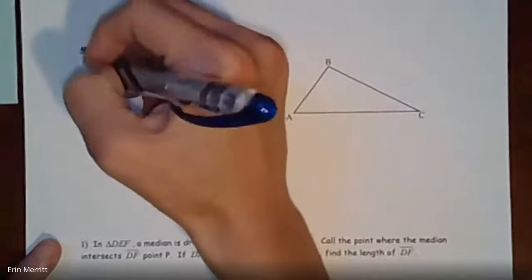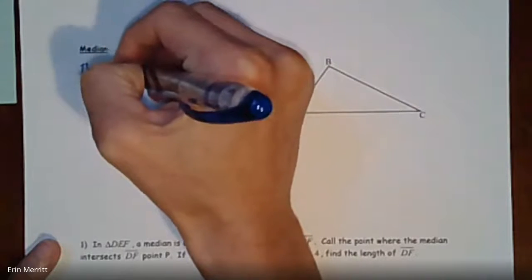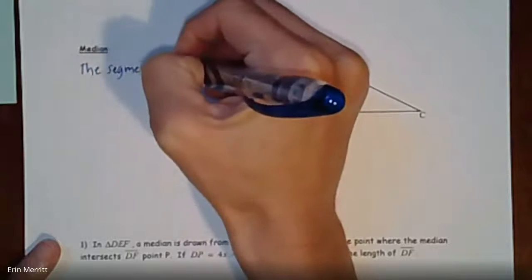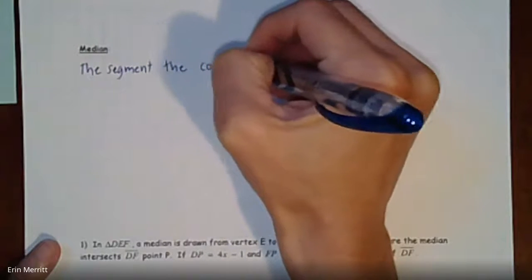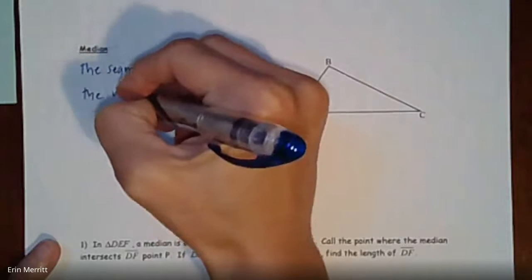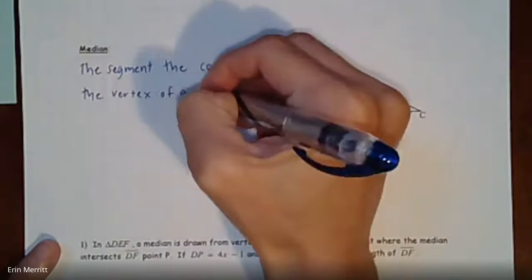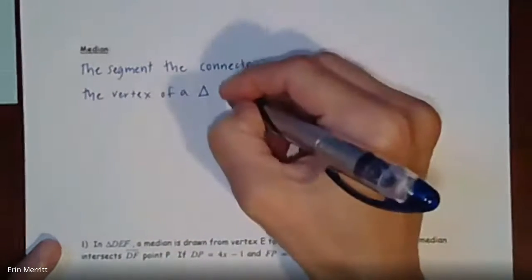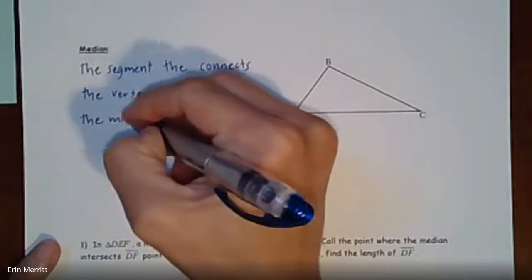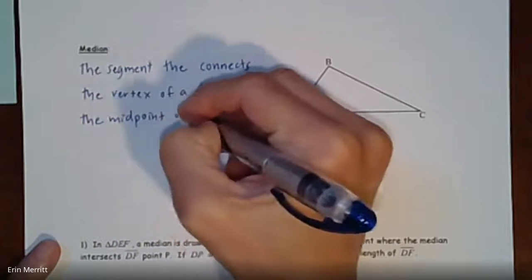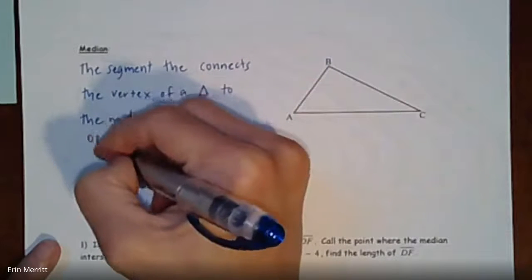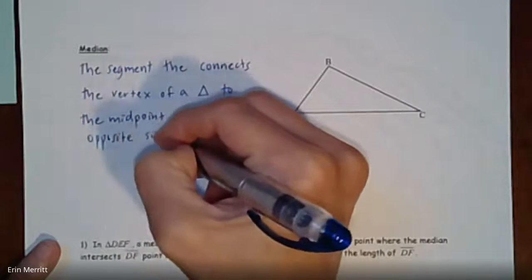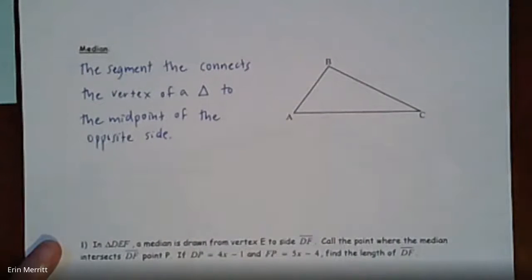So let's get that written out first. It is the segment that connects the vertex of a triangle. I'm going to cheat and just draw a triangle there, to the midpoint of the opposite side. So that's where that middle context still holds true. So the segment that connects the vertex of a triangle to the midpoint of the opposite side.